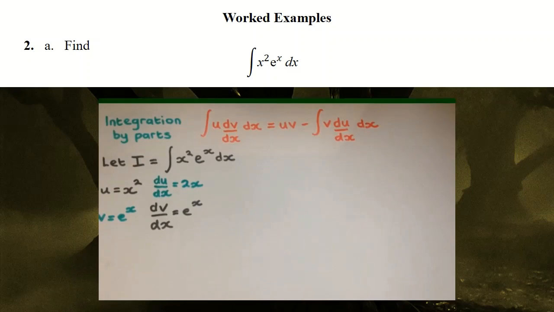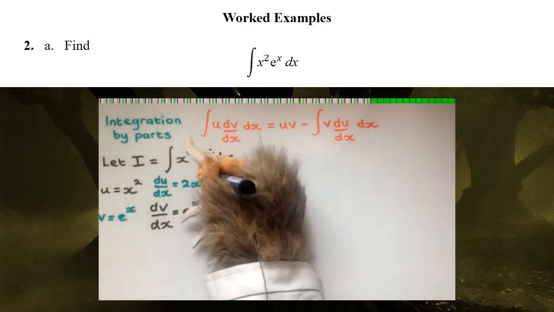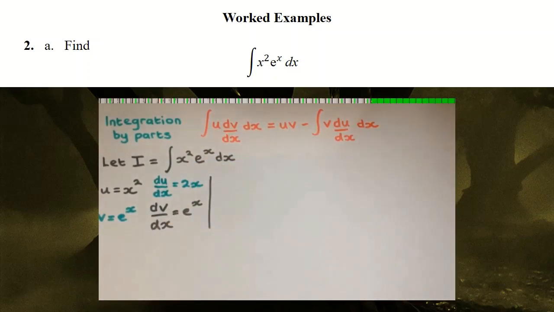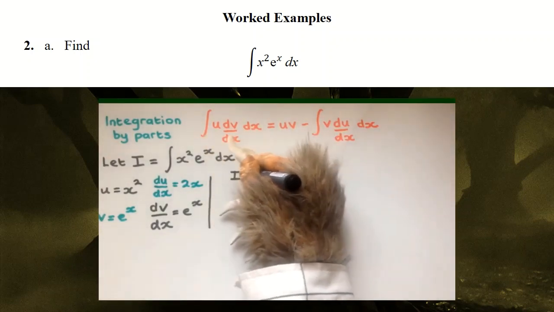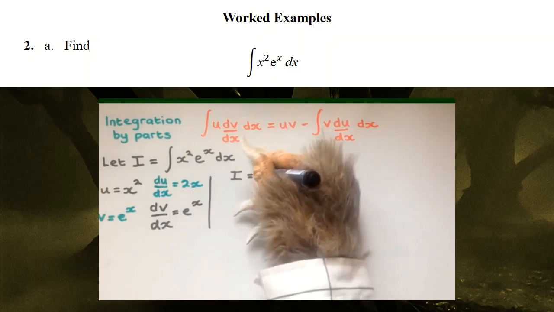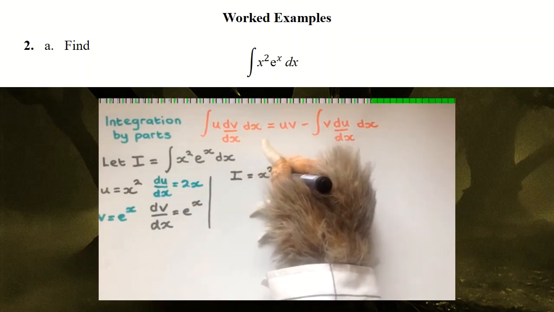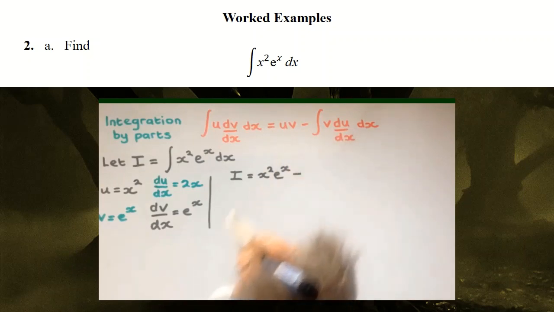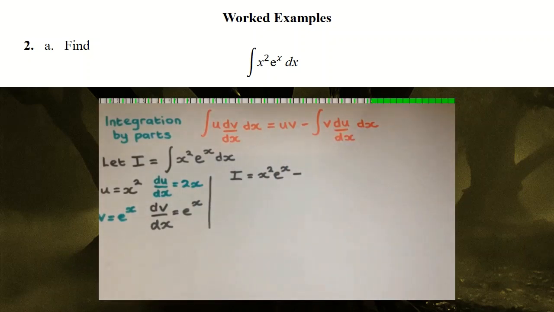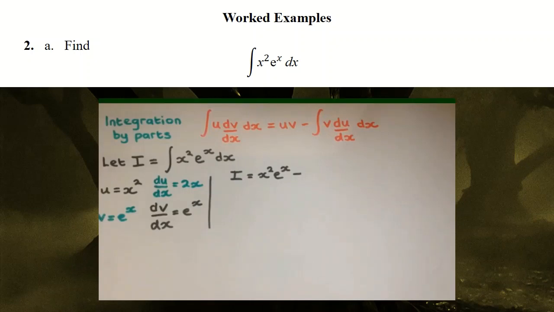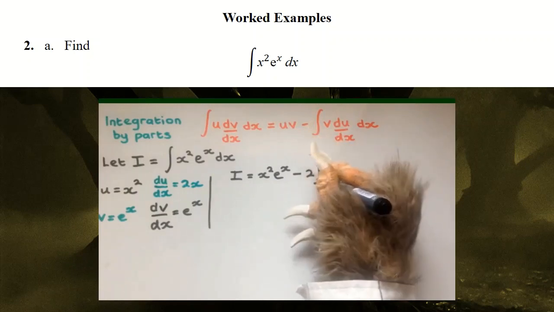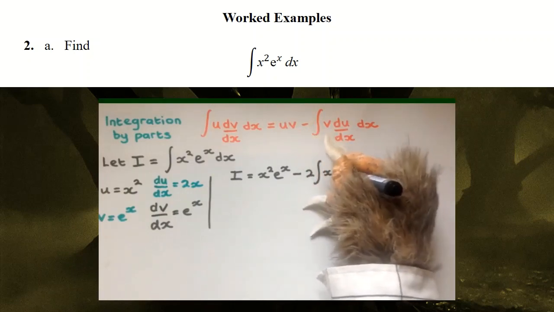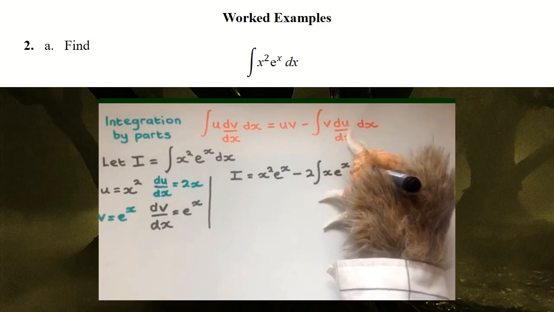So let's go straight to using integration by parts. So I'll just cordon that off. So let's do it. I is going to equal uv, so that's x squared e to the x. Subtract. Now what I'm going to do is bring the 2 out to the front of the integral, and you'll see why in a second. So I know it's 2x e to the x, but I'm just going to bring the 2 out. So 2 lots of x e to the x dx.